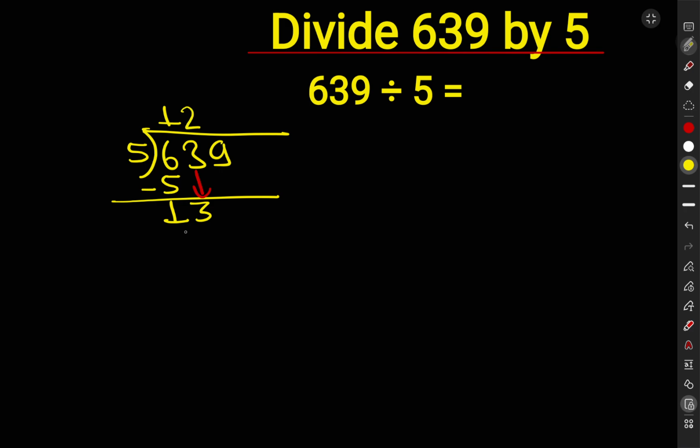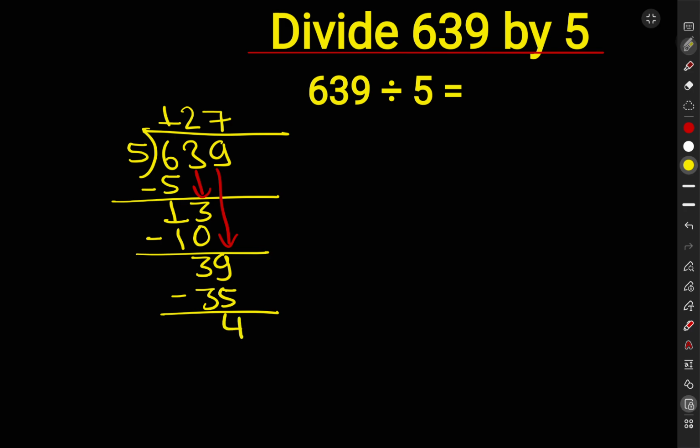5 times 2 is 10. On subtracting we get 3. So again we put down this 9 and it is 39. 5 times 7 is 35. On subtracting we get 4.